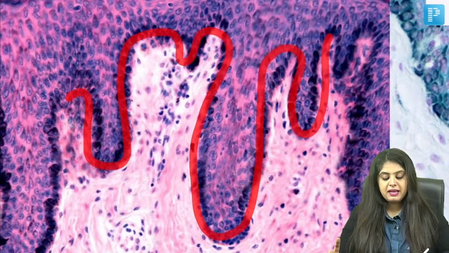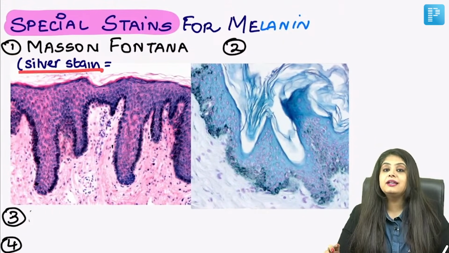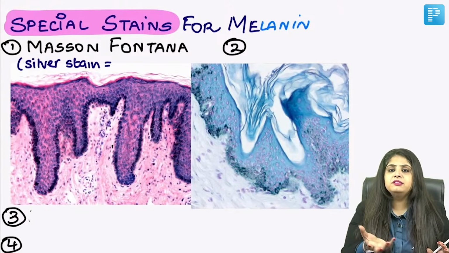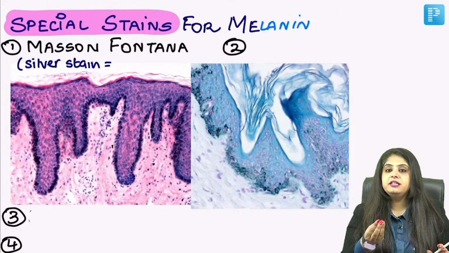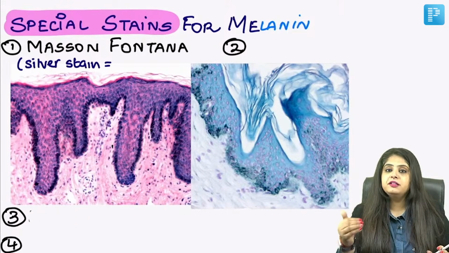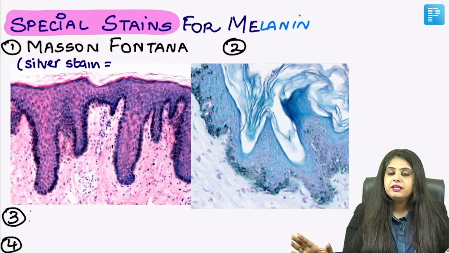Why has it become black now? So jet black in color, because I have used a stain called Mason Fontana. Mason Fontana is a silver stain. Forget all this, come back to basic common sense of life. Have you ever seen any silver chain or any silver bracelet or any cutlery, spoon? After some time, does silver get oxidized and does it turn black? Have you seen that in day-to-day life?